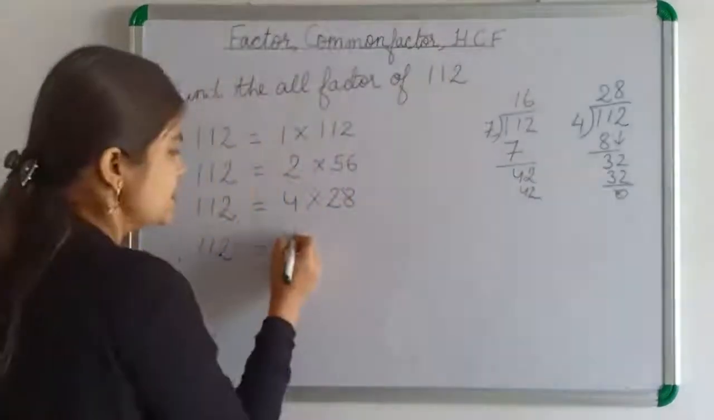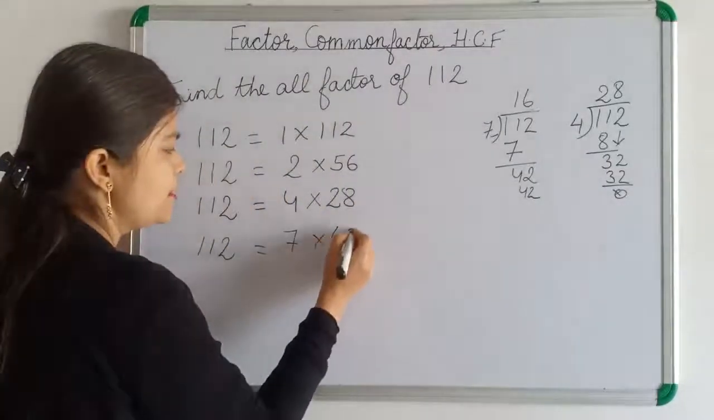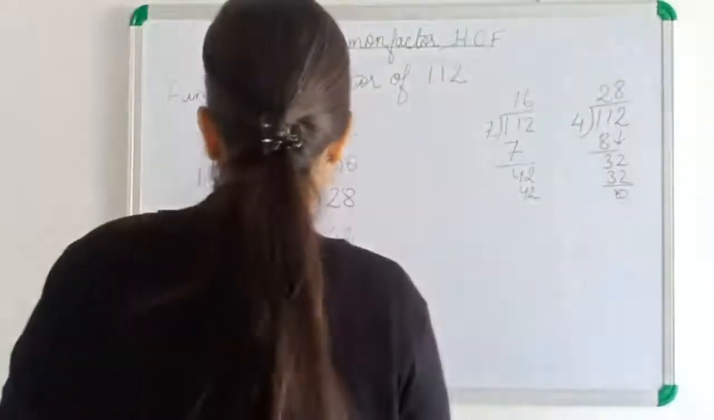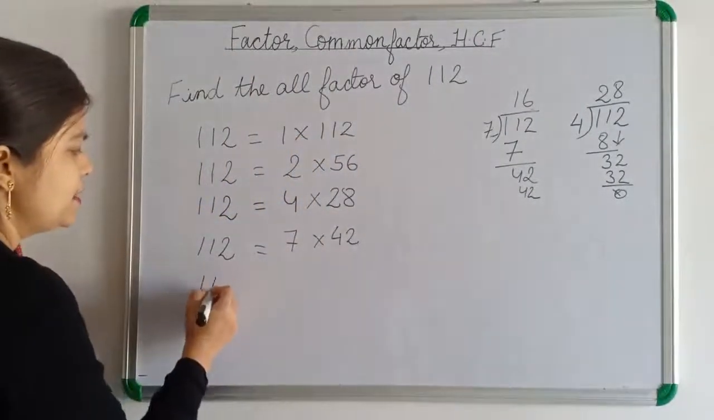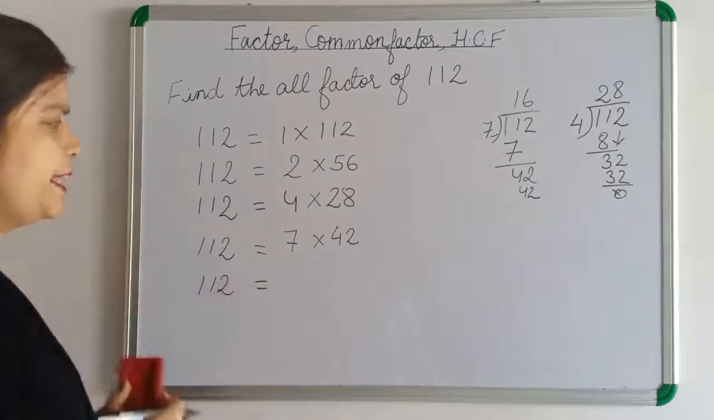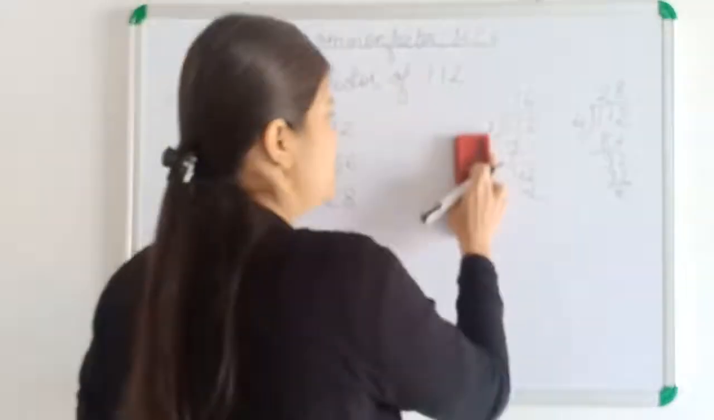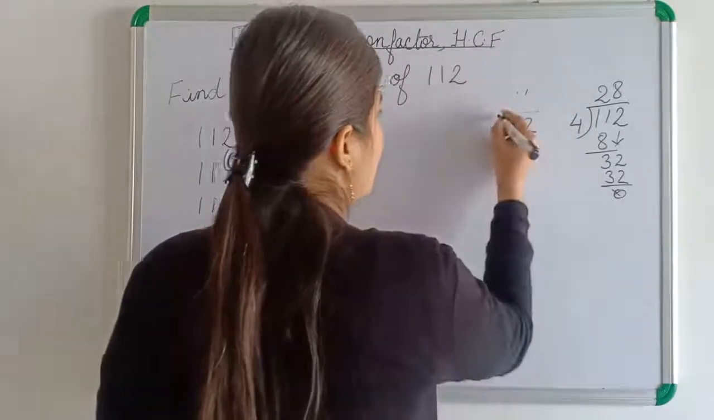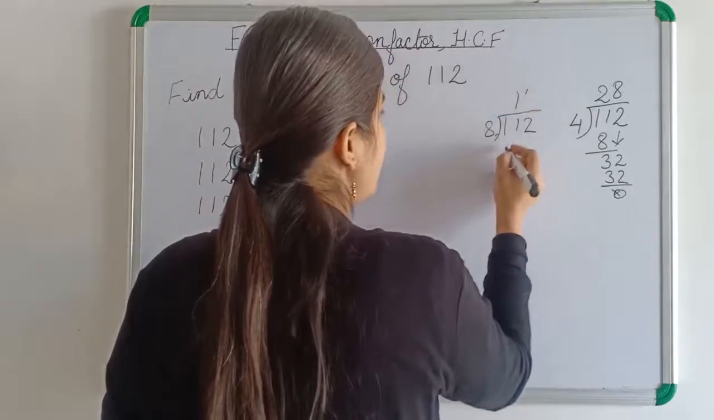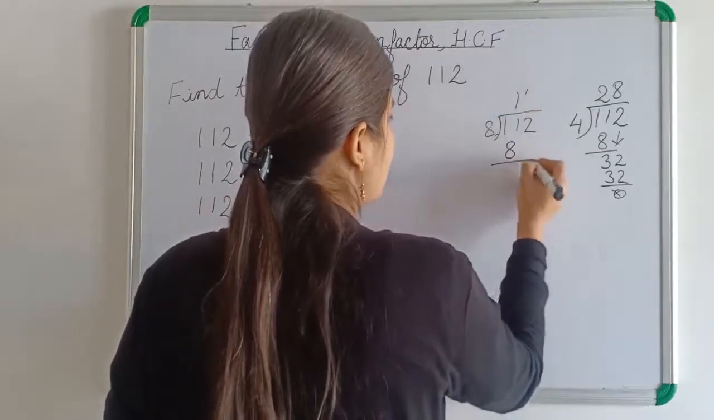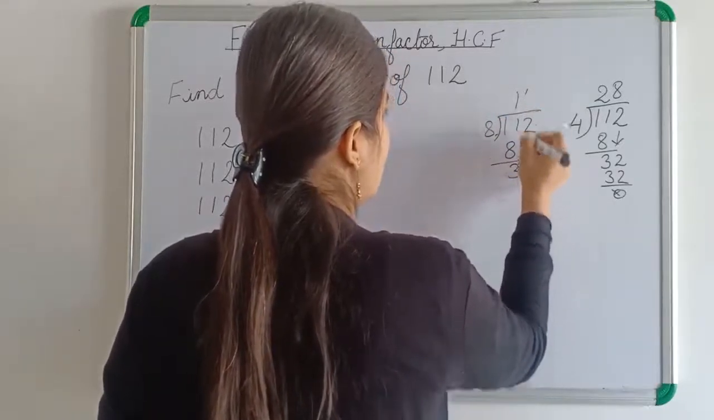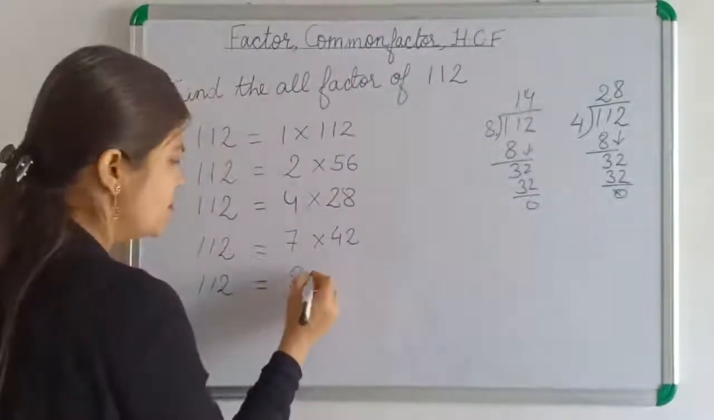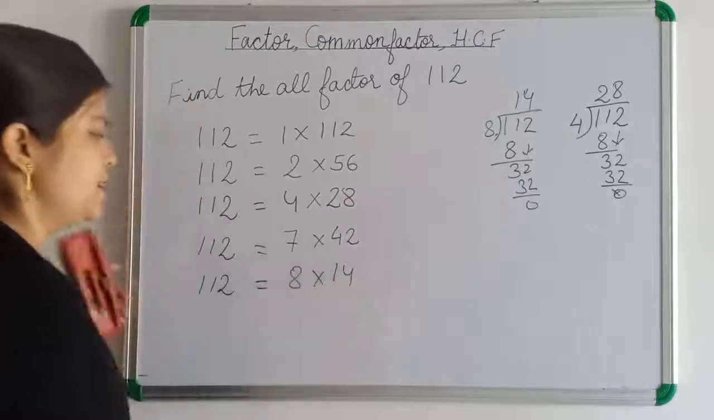So we can write it as 7 into 42. Now whether 112 is divisible by 8 or not. It is divisible by 8 also, you can see here. 8 ones are 8. 8 fours are 32. 8 into 14 is equal to 112.